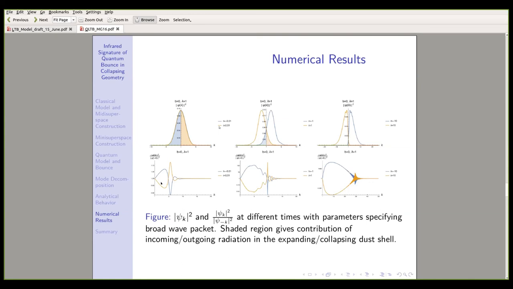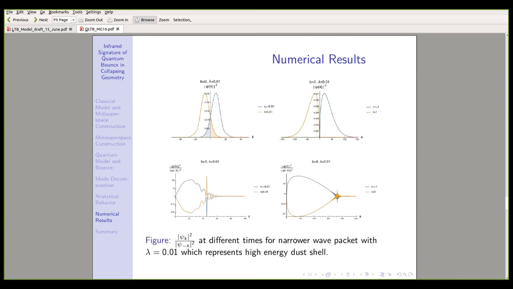Therefore, to see if the bounce has happened, the observer should look at the infrared branch of radiation instead of waiting for the maximum of the distribution to arrive. These are some plots for the parameters which specify a narrow wave packet, which represents a high energy dust shell. Here we see that even near the bounce point, the contribution of the outgoing modes in the collapsing phase is comparatively very small.